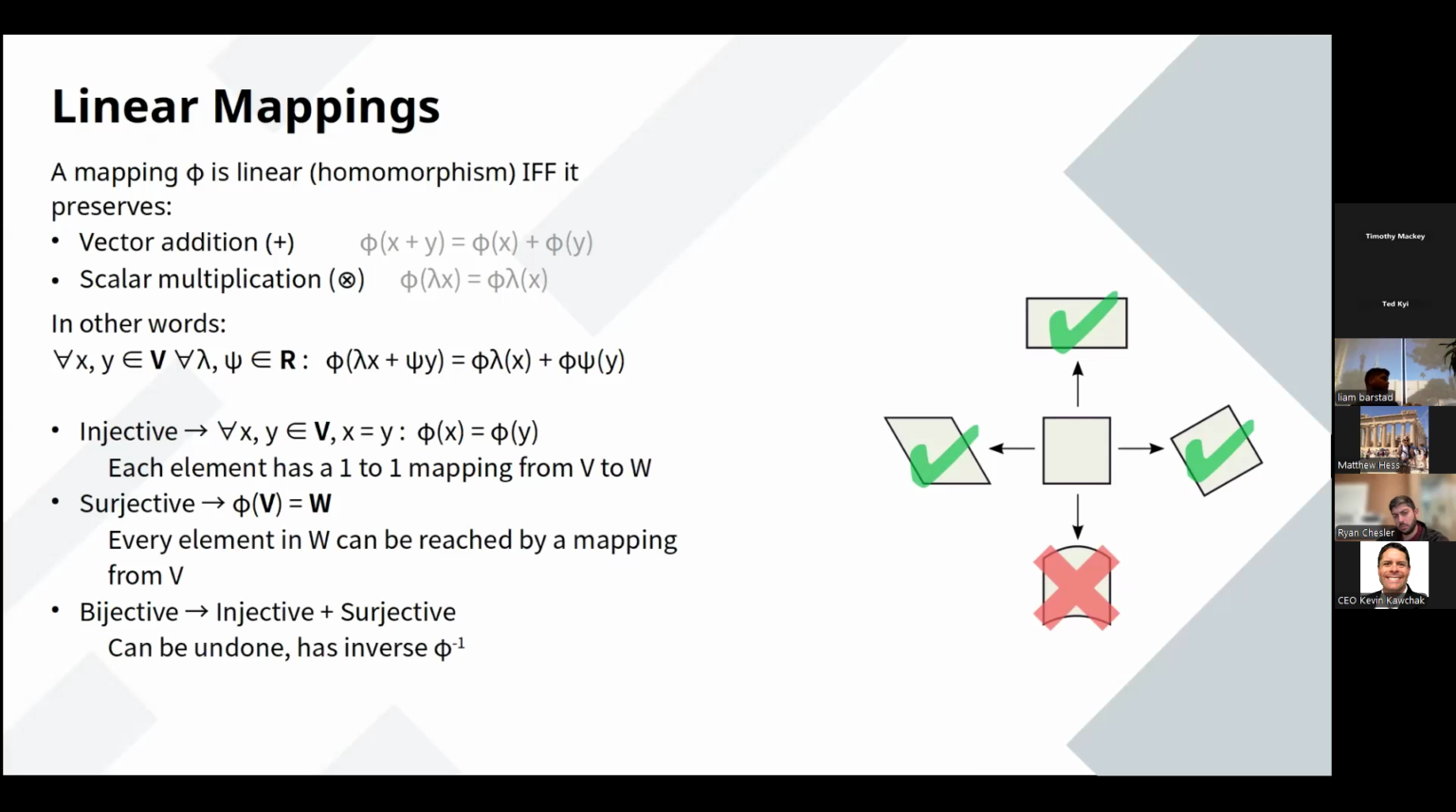And then bijective is injective and surjective. So there's a one-to-one mapping, and you can hit every element in the target space. If you can imagine, that means that it can be undone. It has an inverse, right? It's a one-to-one mapping, and it contains all of W. So there's no duplication. Bijective is injective and surjective.